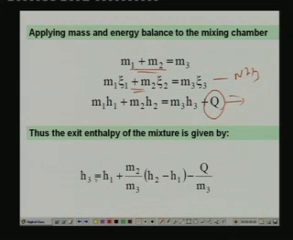So, from this equation it can be very easily shown that the exit enthalpy H3 is nothing but H1 plus (H3 minus H1)... that is, H1 plus M2 by M3 into (H2 minus H1) minus Q by M3. So, this is the difference.